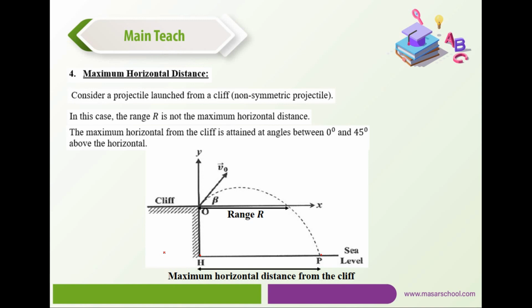We're interested in the range or maximum horizontal distance. If we're talking about a range, which is for a symmetric projectile, the range is maximum for a specific angle given by 45 degrees. However, if we're talking about maximum horizontal distance, we cannot specify the angle. However, I can tell you that it occurs at an angle between 0 and 45 degrees.